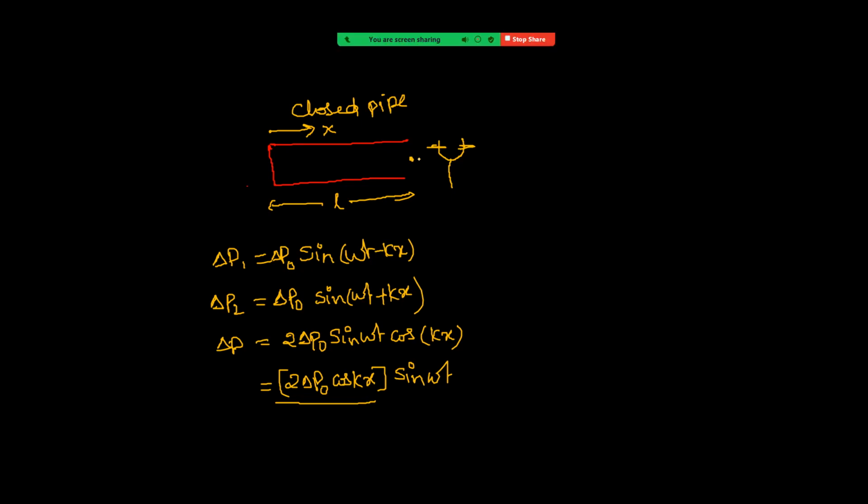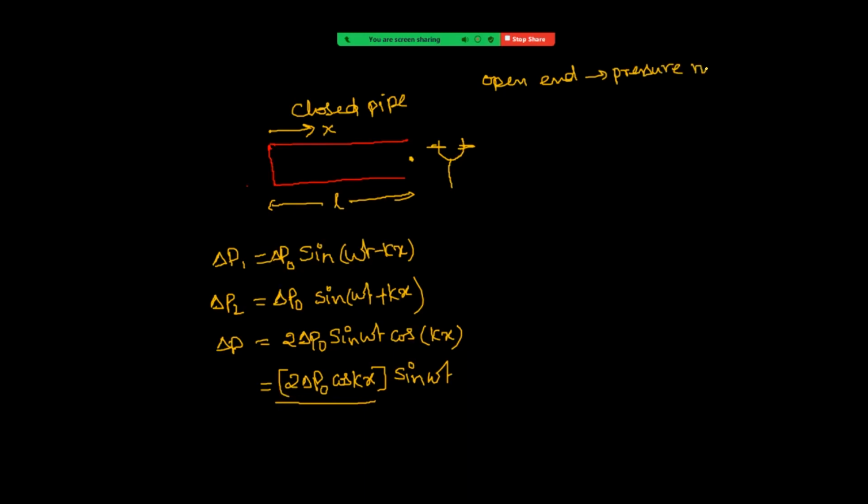At the open end, pressure equals the pressure of the atmosphere, which is a constant. That means at the open end, pressure does not change. I'm repeating, at the open end, pressure does not change. That means this is a pressure node. I'm writing here: open end. Open end is a pressure node.